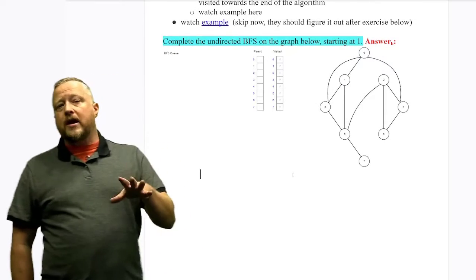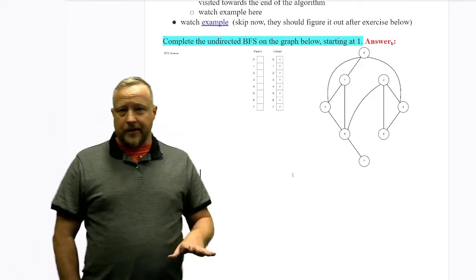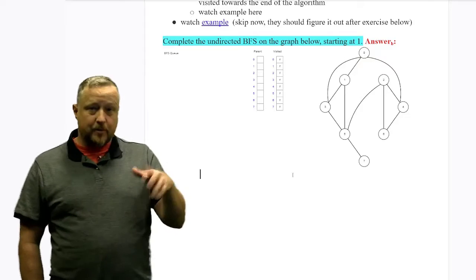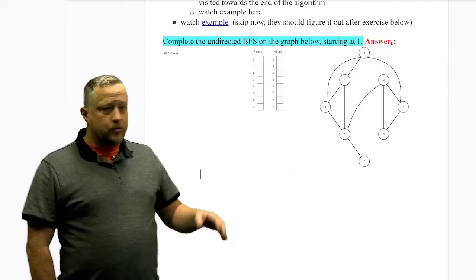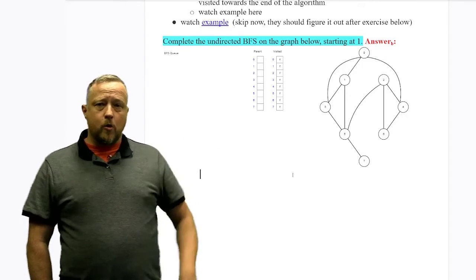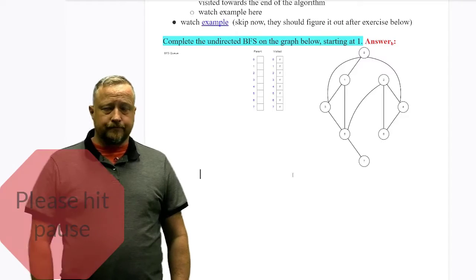All right, so we only have one exercise for the undirected graph because it's so similar to the other ones with the directed. So start working on this and we'll go over an answer here in a moment.